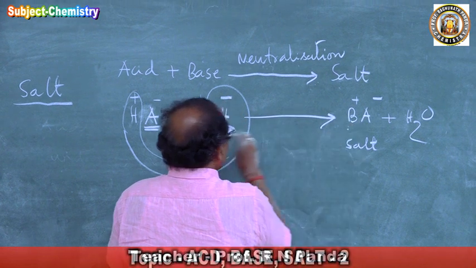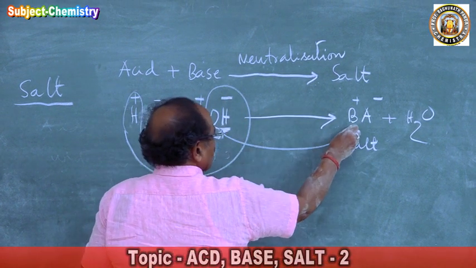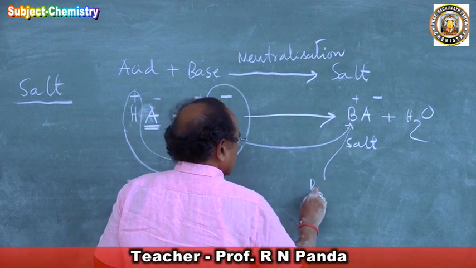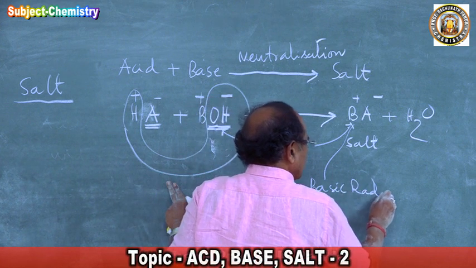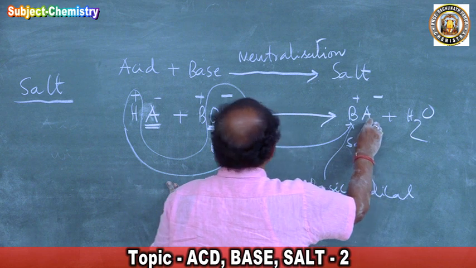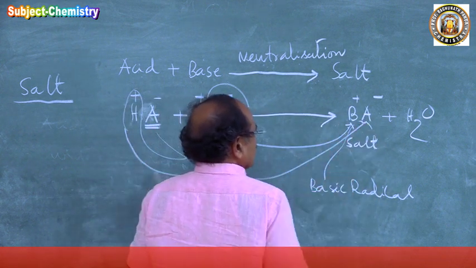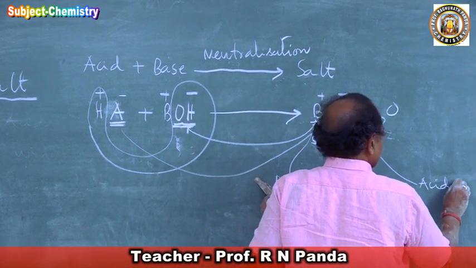B comes from the base. Hence this is called the basic radical. And A comes from the acid. So this is called the acid radical.